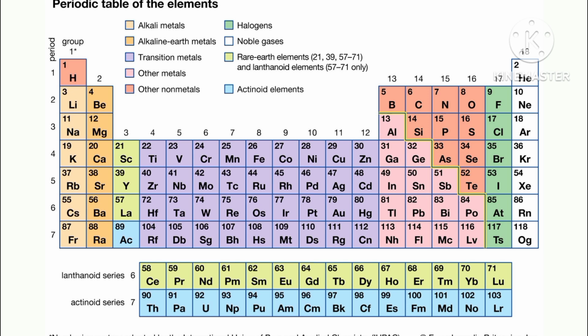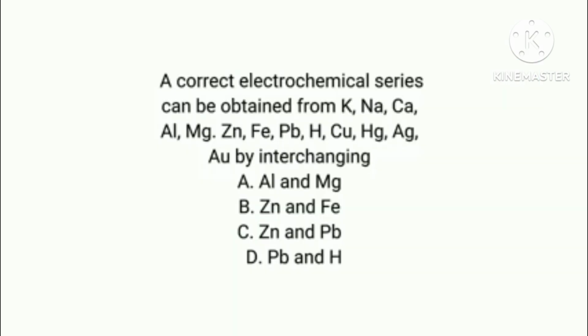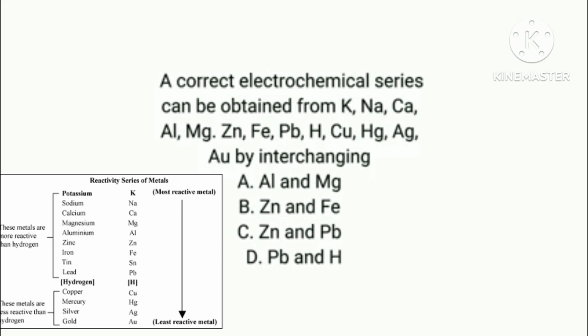So if you look at magnesium and aluminium, magnesium occurs first before aluminium, because magnesium belongs to group 2 of the periodic table, while aluminium belongs to group 3. So moving on through each period, you discover that electropositivity is decreasing. So magnesium is more electropositive than aluminium, and should have occurred first before aluminium in this electrochemical series.